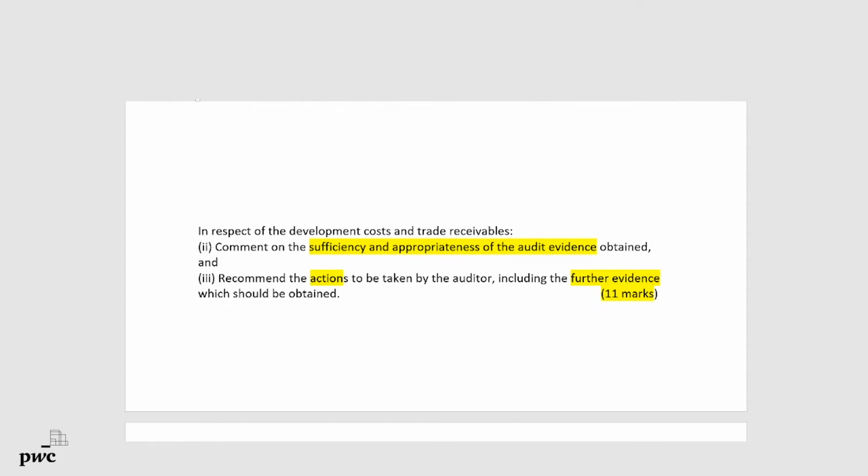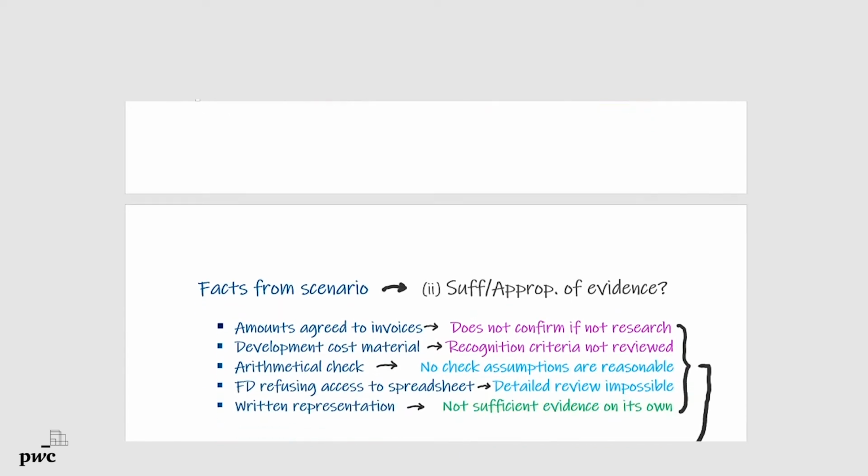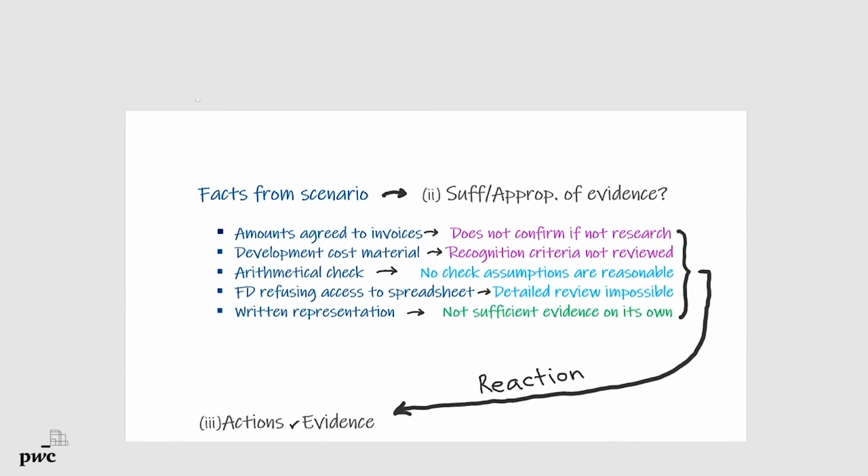The second issue, which I'd like to talk about, relates to development cost, and we are asked to comment on the sufficiency and appropriateness of audit evidence and recommend further actions and evidence to be gathered. I'd recommend a similar approach as in the previous case. First of all, list the important facts from the scenario, and for each of the facts, assess whether it forms sufficient and appropriate evidence. What are the main problems connected with development cost?